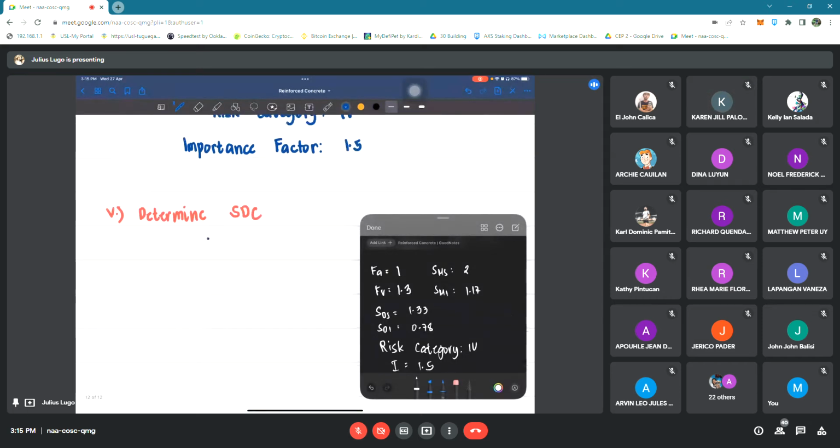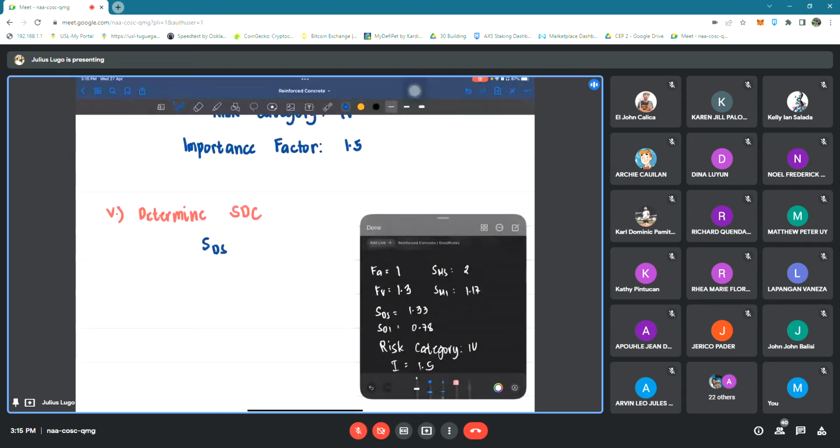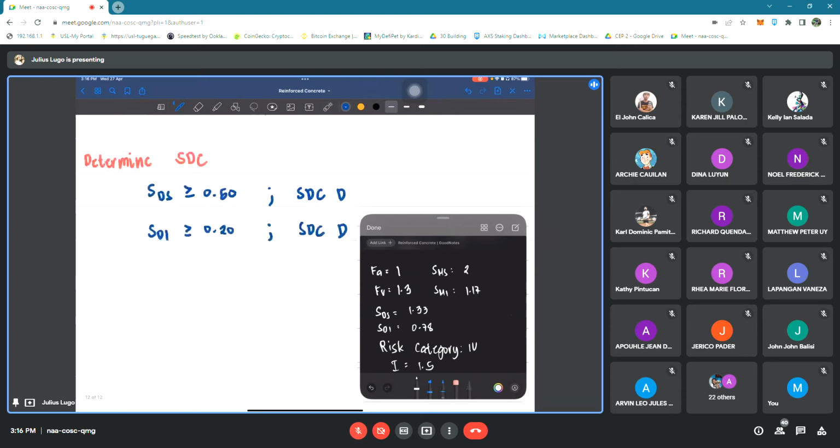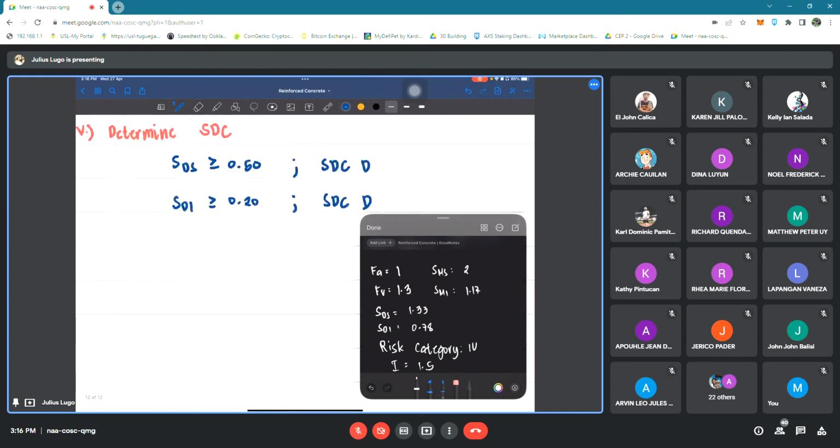Okay. So our SDS is actually greater than or equal to 0.50. And it is Category 4, so this will fall under SDC classification B. Your SD1, that is greater than or equal to 0.20. So this will also fall under SDC B. I hope we're clear with this particular step.